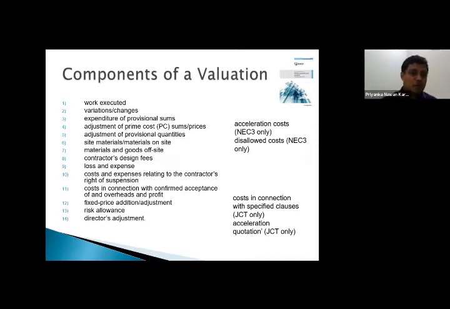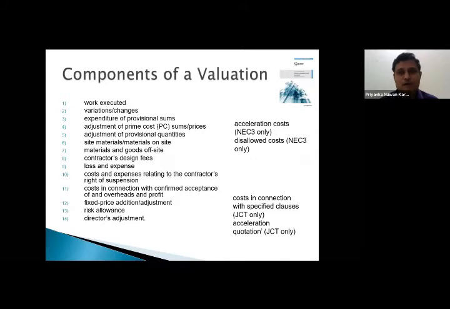And then we are moving on to the adjustment of prime cost sums and prices. You may be wondering why the word prime cost is not available within the Oman conditions of contract. However, we are using that one. One simple example: we still have a provisional sum bill divided into two portions. One is called prime cost sums, the other is called provisional sums.